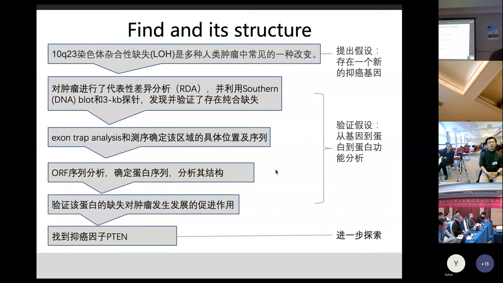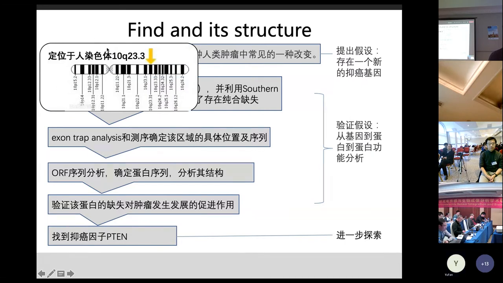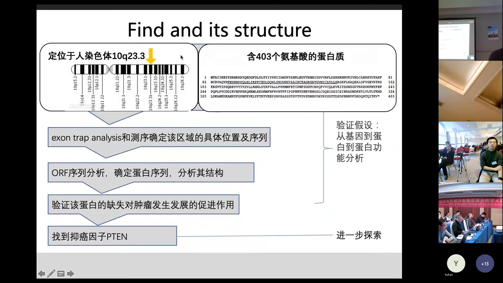And how was PTEN found? The PTEN phosphatase is encoded on human chromosome 10 at the q23 location. This is how PTEN is localized in the human chromosome, chromosome 10. This gene encodes 403 amino acids.